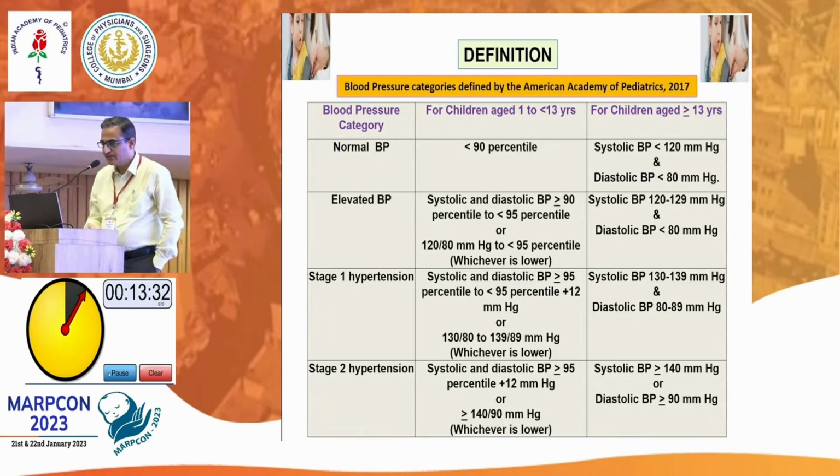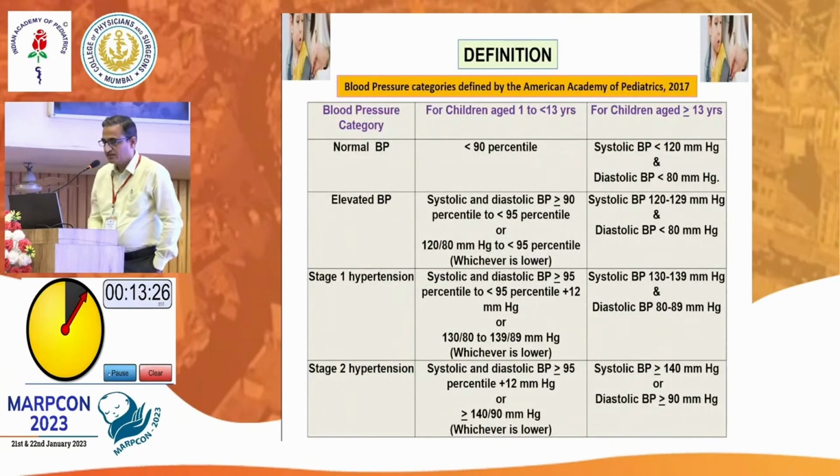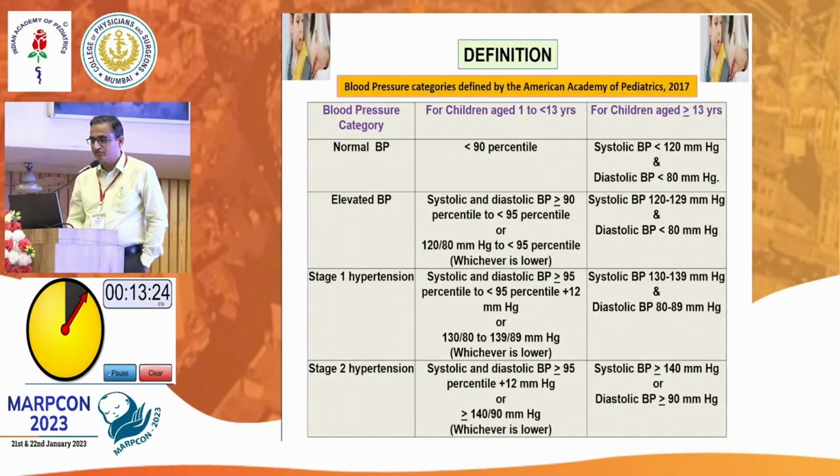In case of adolescents, the normal BP is systolic BP less than 120 and diastolic BP less than 80. Elevated BP is systolic BP between 120 to 129 and diastolic BP less than 80. Stage 1 hypertension is systolic BP between 130 to 139 and diastolic BP between 80 to 89, whereas stage 2 hypertension is systolic BP of 140 and more or diastolic BP of 90 or more.